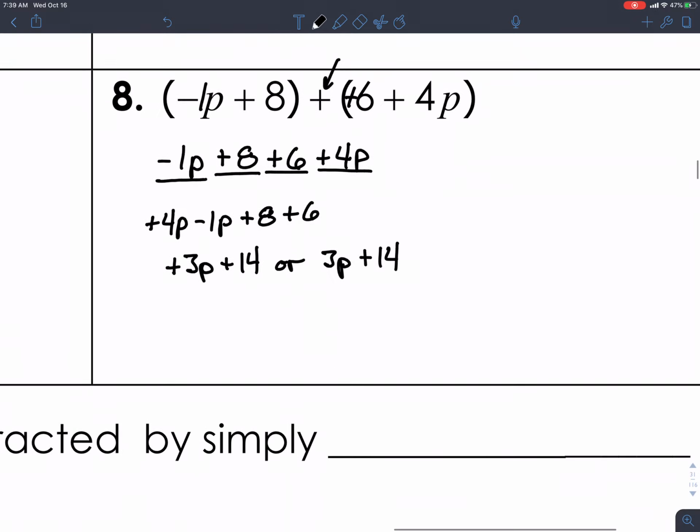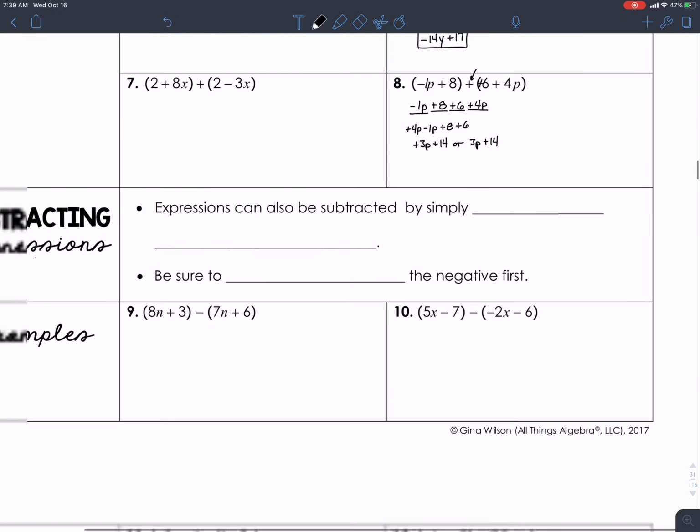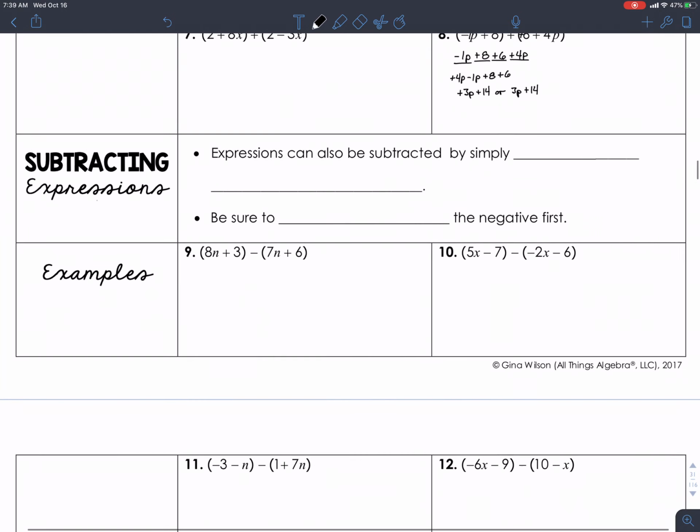Let us go to subtracting expressions. This is where you've got to pay attention. I will tell you, I had trouble with this in math until I realized it's really a lot simpler than I thought. Expressions can also be subtracted by simply combining like terms. But there's a catch. Be sure to distribute the negative first. So I'm going to show you what I'm talking about.